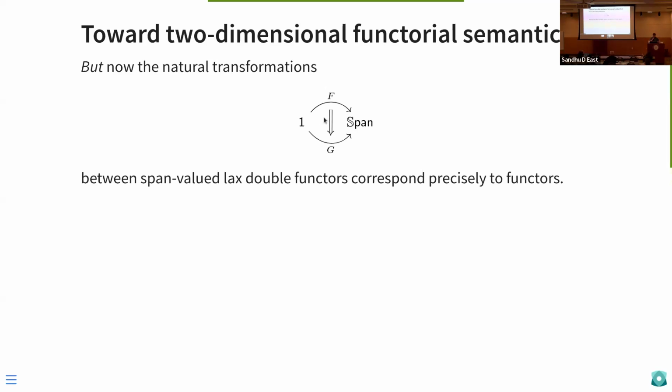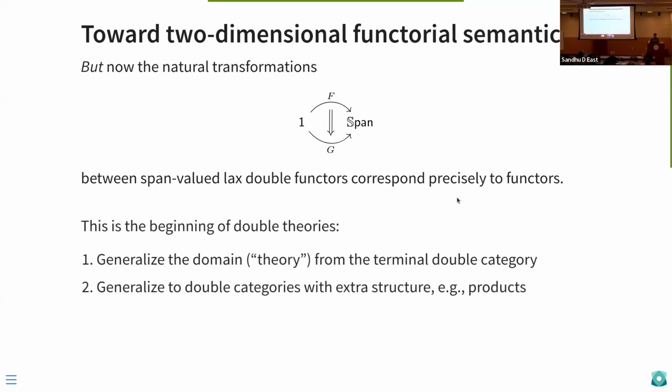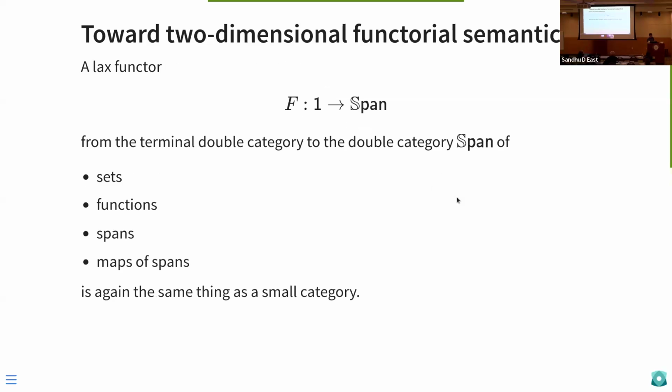But something really important happens, which is that now the right notion of natural transformation is between lax double functors. Because you have these functions available, you can actually get that these are functors. And so this, to me, is the beginning of the story. I can think of the terminal double category as being a kind of trivial theory, and it gives me the doctrine of categories, just like the trivial theory in one-dimensional categorical logic gives you a set, which is the basic building block, right?